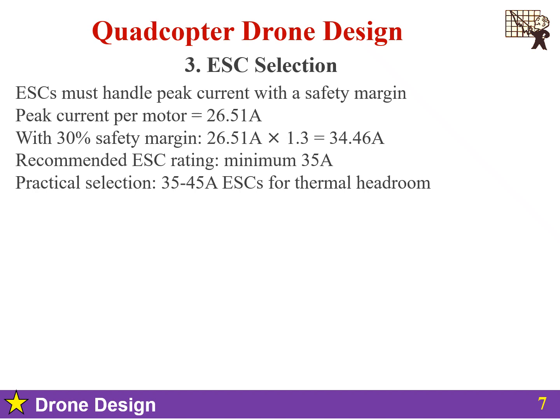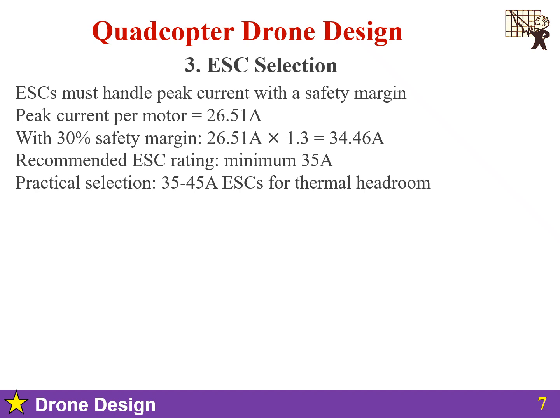Thermal management is critical. At these current levels, I squared R losses, that is the heat, are generated substantially. A 35 ampere ESC running at 26.5 amperes is operating at 76% capacity, generating manageable heat. The same ESC at 90% capacity would likely enter thermal protection or fail. Heat generation follows I squared R.